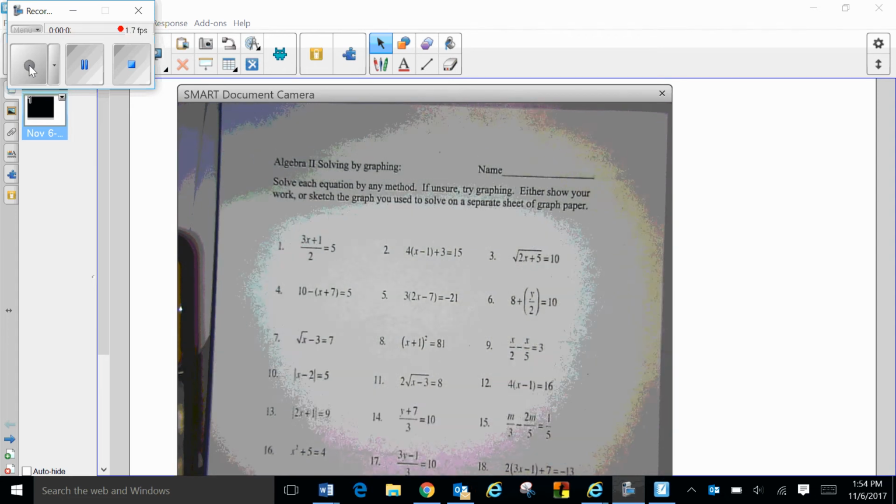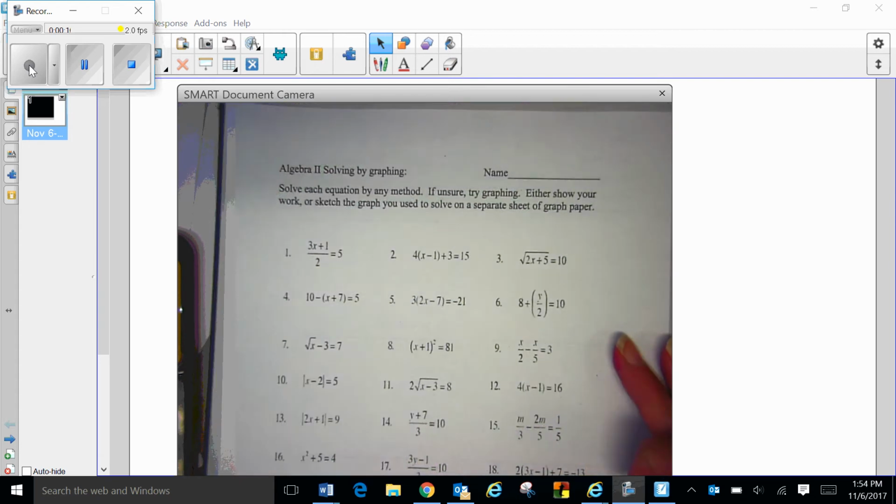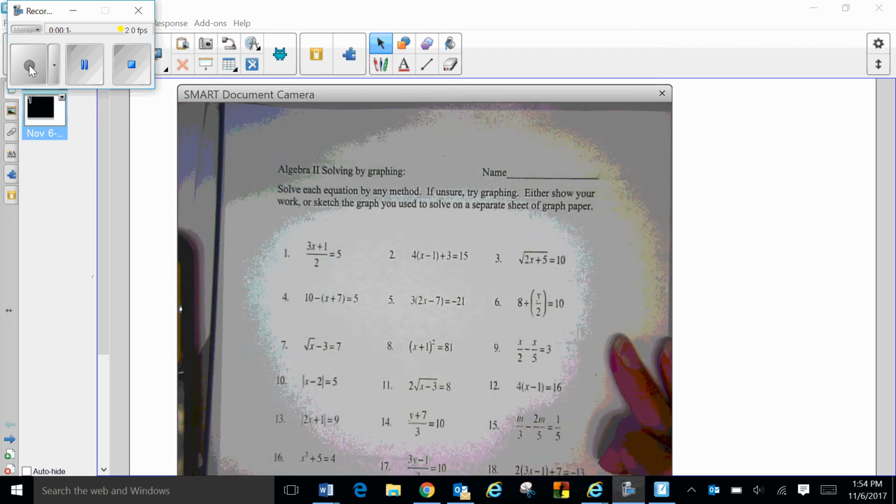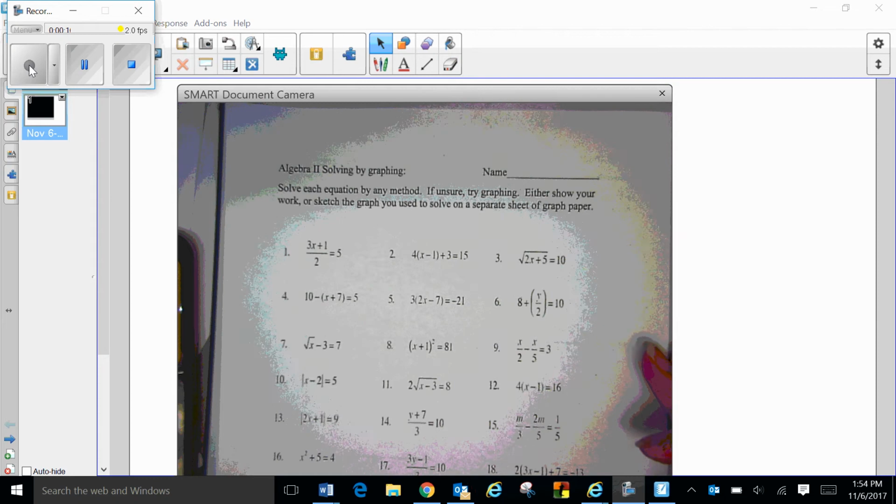I just wanted to do a couple of example problems for you so you know what I'm asking you to do. You remember a couple days ago we saw that you do not have to know how to solve using algebra. You can solve using a graph. I'm not going to do every single one, but I'll work number 7 and number 16 for you here today.